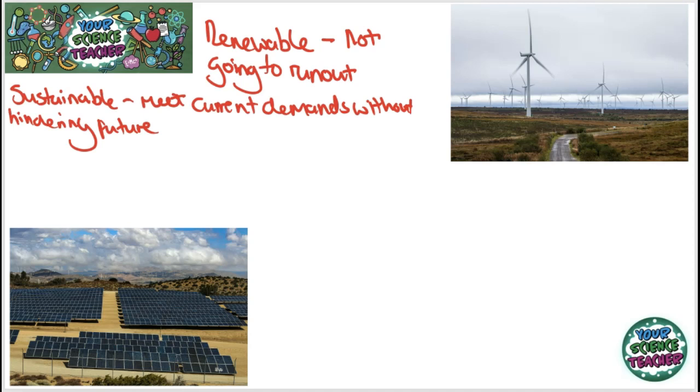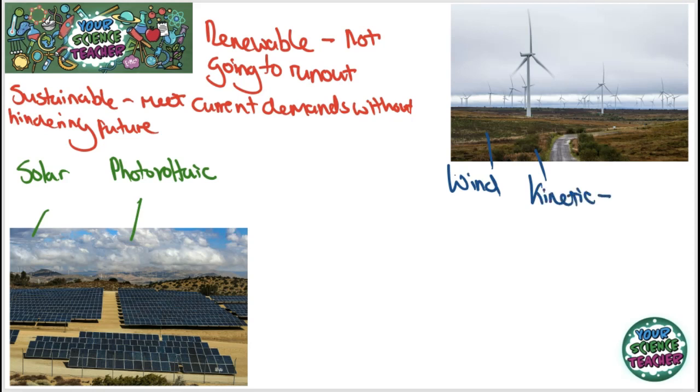And the first one is solar power. Solar power works by using the sun's light. It contains what's called photovoltaic cells. And these photovoltaic cells turn the light into electricity. And then over here on the right, we have wind power. And wind power works by turning the kinetic energy of the wind into electricity.